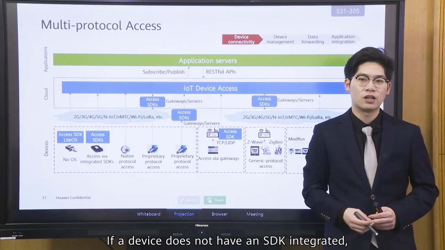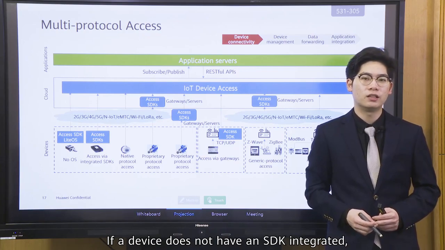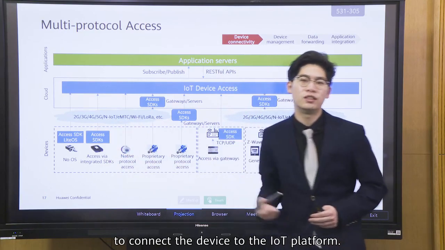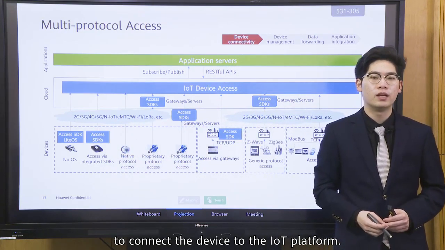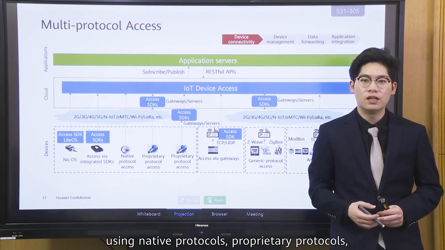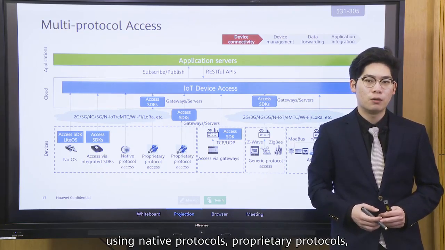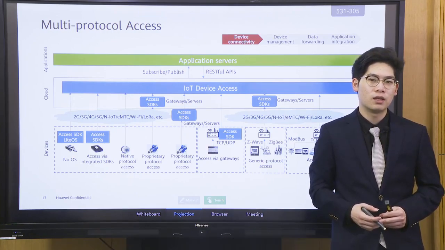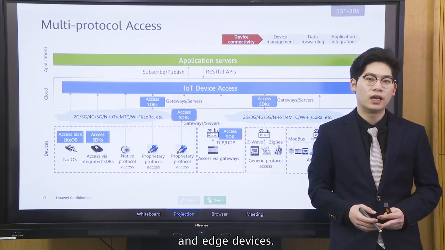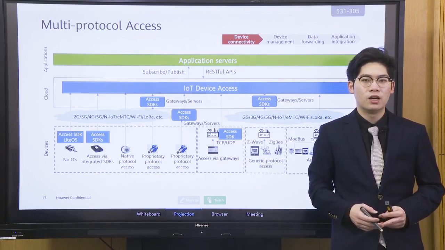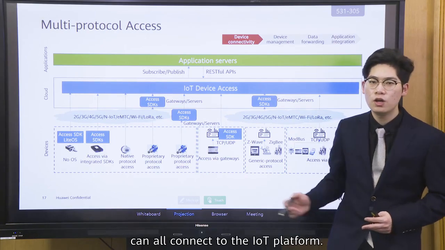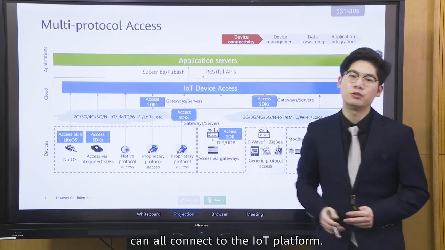If a device does not have an SDK integrated, we can use the Access SDK to connect the device to the IoT platform. The IoT platform also supports access using native protocols, proprietary protocols, gateways, generic protocol devices, and edge devices. A variety of devices at the sensing layer can all connect to the IoT platform.